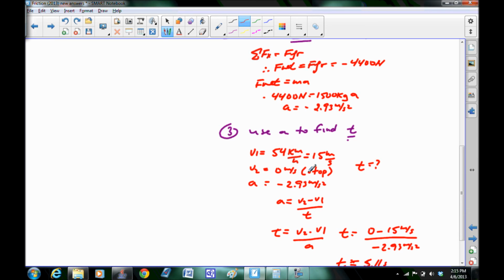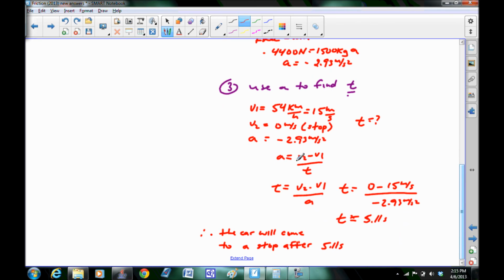It's going to come to a stop. I know my acceleration is backwards because of the friction. And I want to find the time. So the appropriate equation is our basic acceleration one, a equals v2 minus v1 over t. We rearrange to get t equals v2 minus v1 over a. Substitute our values in, and we're going to get a time of 5.11 seconds. Now be careful here. Make sure that your acceleration is negative. If you forget that, you're going to have a negative time, and that's not possible.